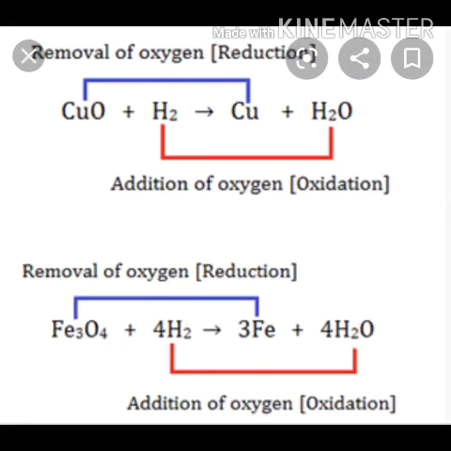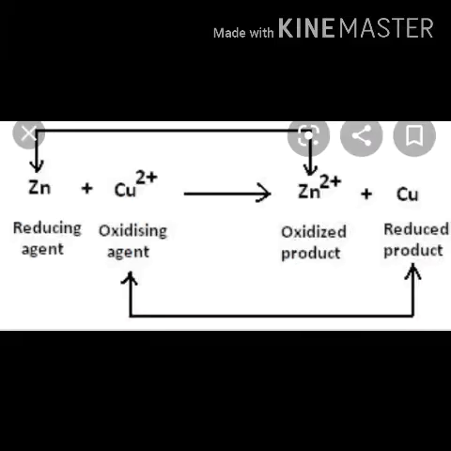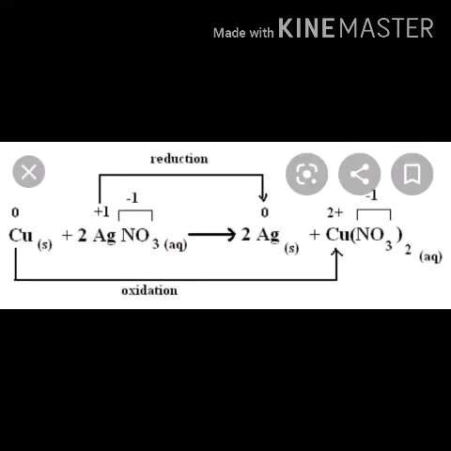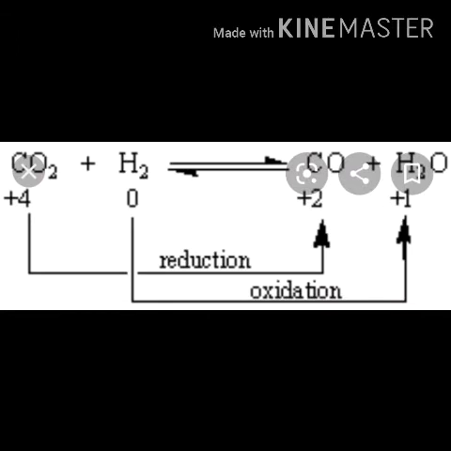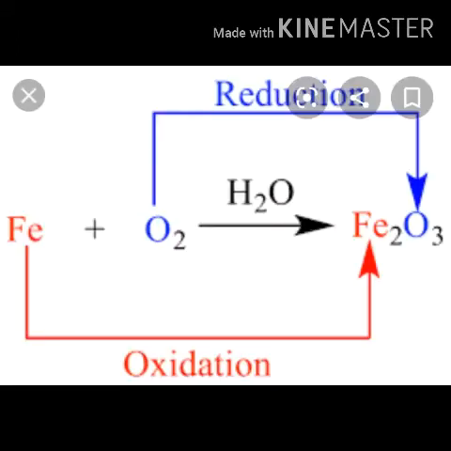Here also zinc metal gets oxidized to Zn2+ ion, and Cu2+ ion in the solution gets reduced to Cu metal. This metal displacement redox reaction can be described with an ionic equation. Zn plus Cu2+ gives Zn2+ plus Cu. Here Zn to Zn2+ means loss of electrons, and Cu2+ to Cu is gain of electrons. By this way also we can show the redox reaction.